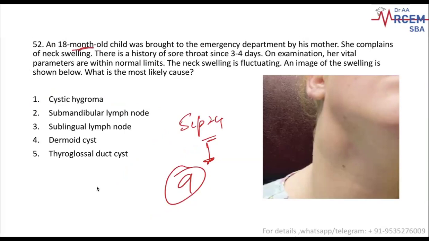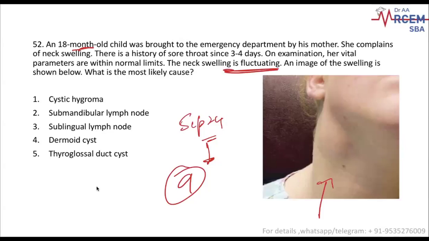Okay, it was an 18 months old child brought to the emergency department by his mother. She complains of a neck swelling. As you can see, neck swelling. There is no history of sore throat for 3 to 4 days. On examination, our vital parameters are within normal. The neck swelling is fluctuating. An image is given here.